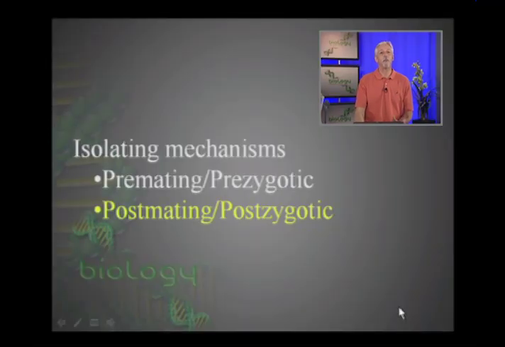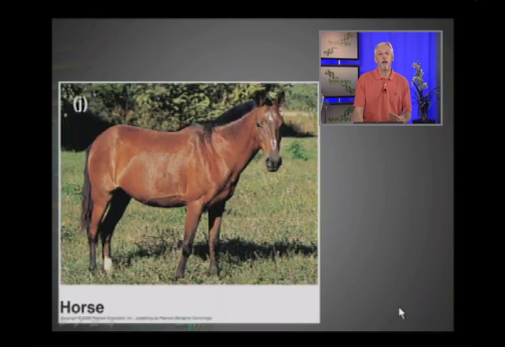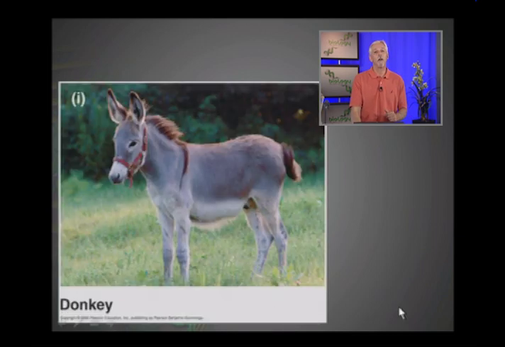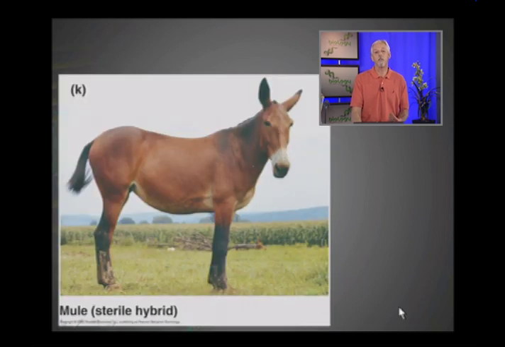Now, postmating or postzygotic isolating mechanisms would be those that occur after copulation. And again, an example of this would be that animals are looking at each other and saying, hey, we're the same thing. We actually copulate, but we can't produce viable offspring. So for example, a mare horse and a jack donkey will look at each other and say, yeah, we're the same thing, and they'll actually copulate. And they can produce a living offspring, which is the mule, but the mule is a sterile offspring.